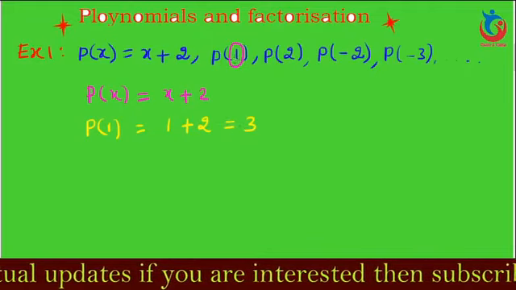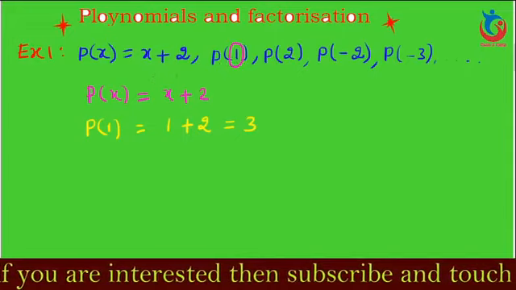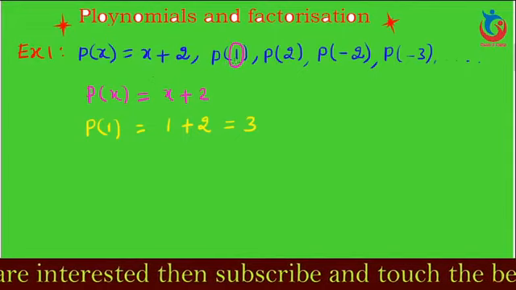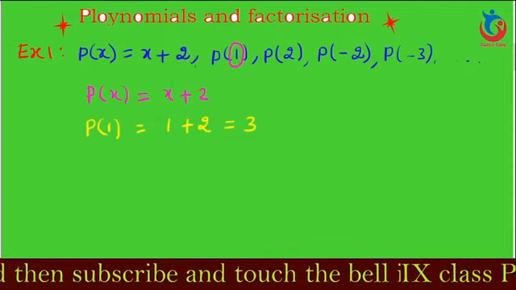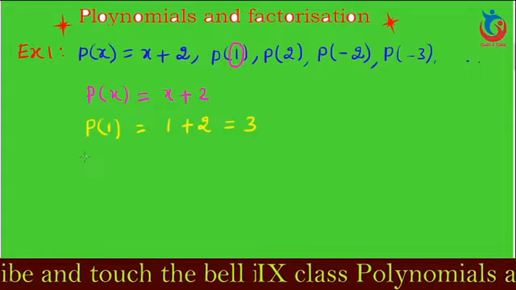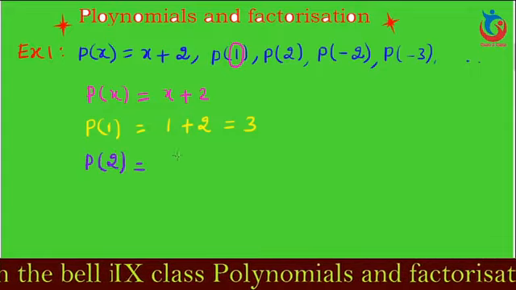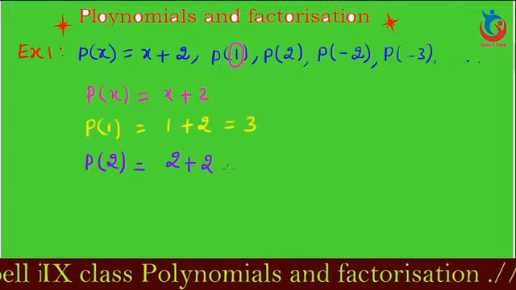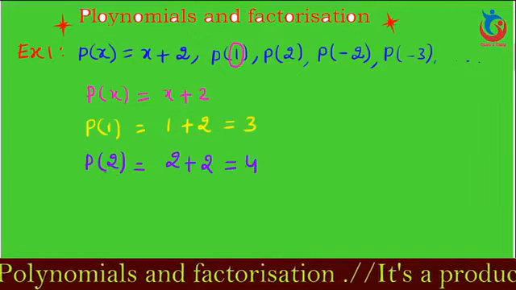That means this 1 is not a 0 of this polynomial. We are finding the value by substituting x is equal to 1 in the polynomial P of x is equal to x plus 2. Next take P of 2. In the place of x write 2, so 2 plus 2 is equal to 4. So this 2 is also not a 0.